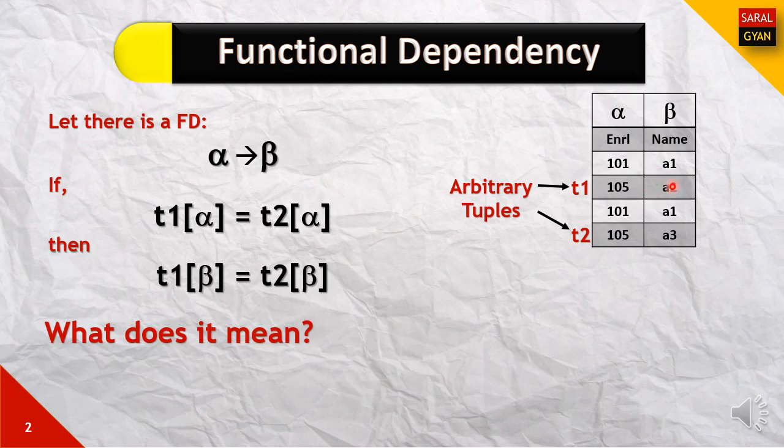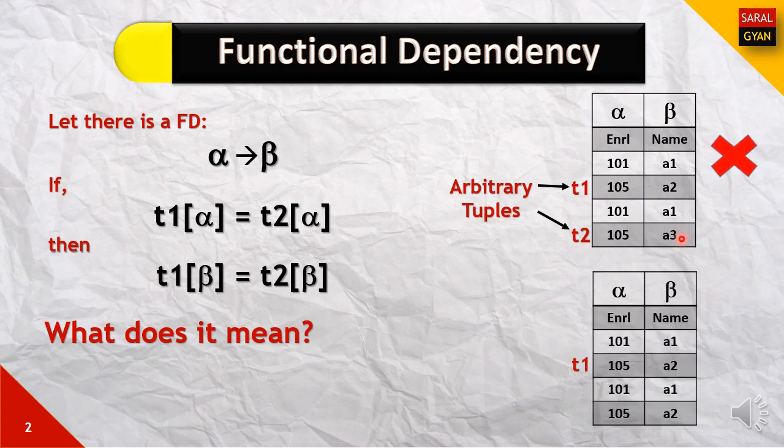Here T1 of beta is A2 and T2 of beta is A3. So these are not equal. So I cannot say there is a dependency from alpha to beta. Again, I'm taking one more example to make it clearer. I have picked two arbitrary tuples T1 and T2, where T1 of alpha is 105 and T2 of alpha is again 105. So T1 of alpha equals T2 of alpha, and the prerequisite condition is satisfied.